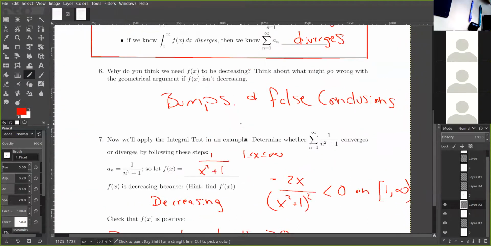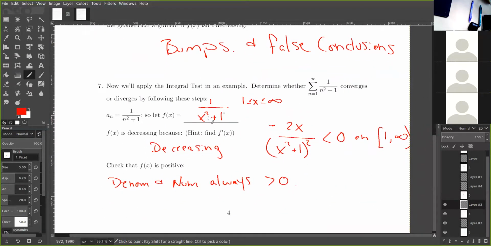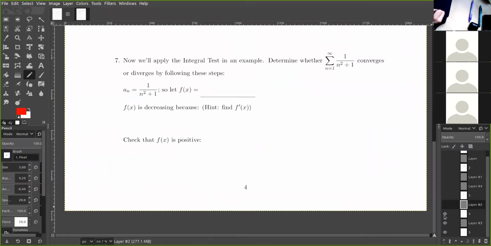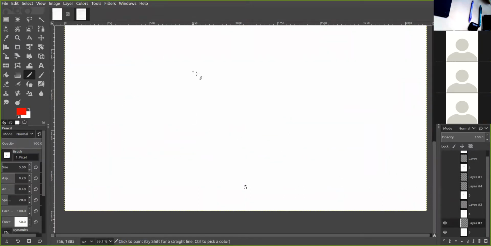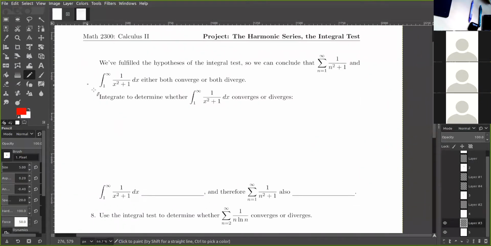Everyone still with me? So we're breaking this down, a lot of baby steps here, but good to follow through. And our function now, 1 over x squared plus 1, hopefully everyone recognizes that. We want to, of course, compare the sum with the infinite integral, and they will both converge or diverge hand in hand. And this is an integral we can do.